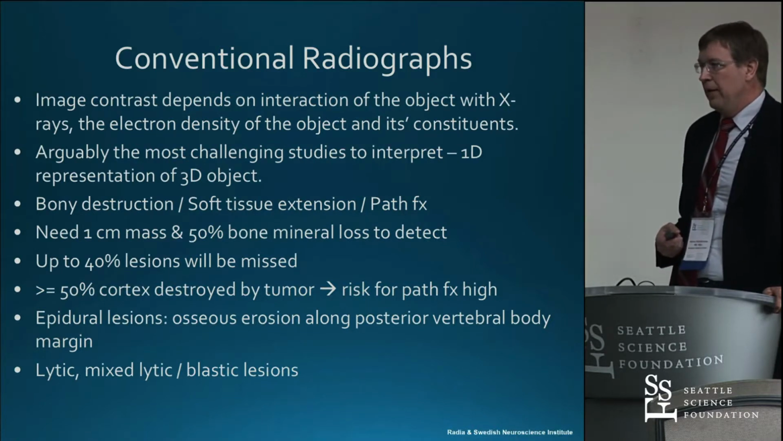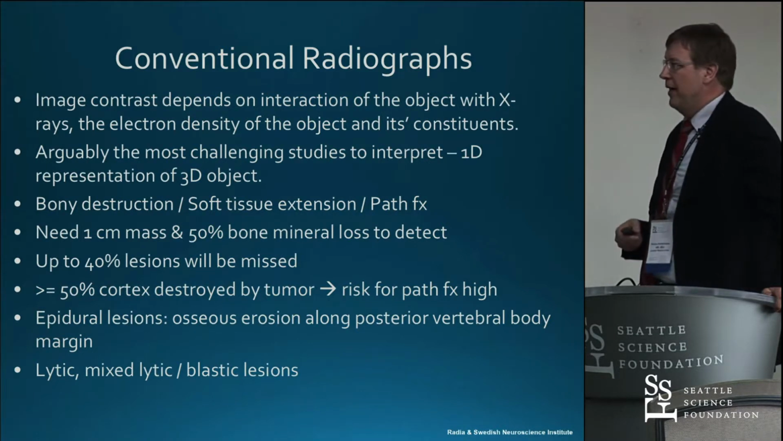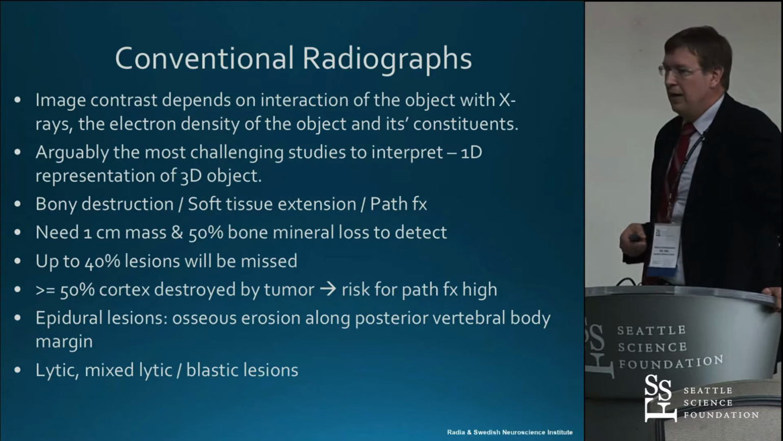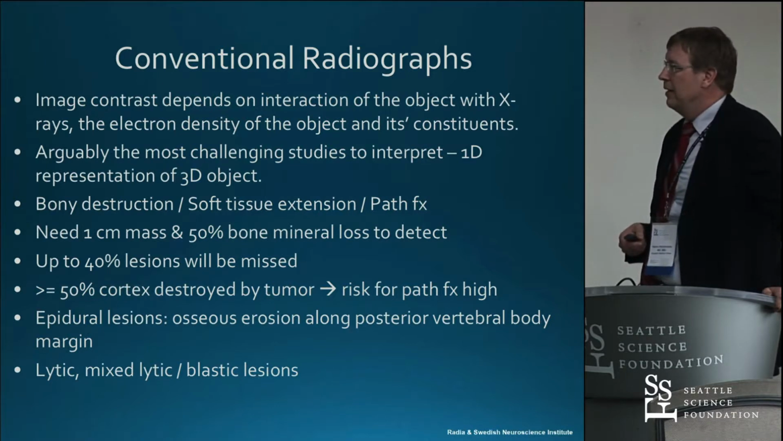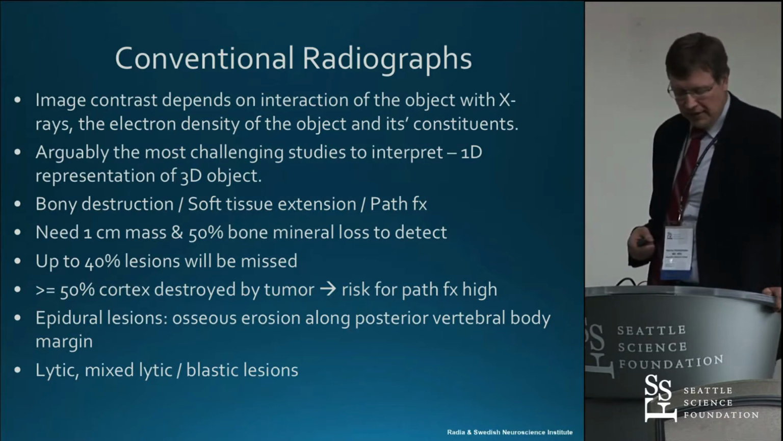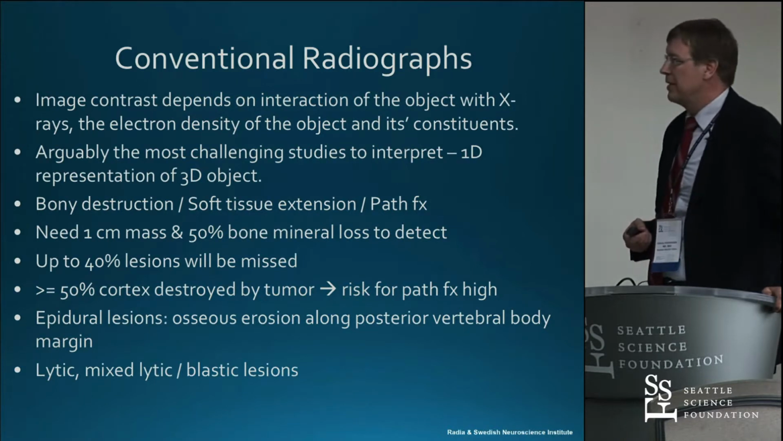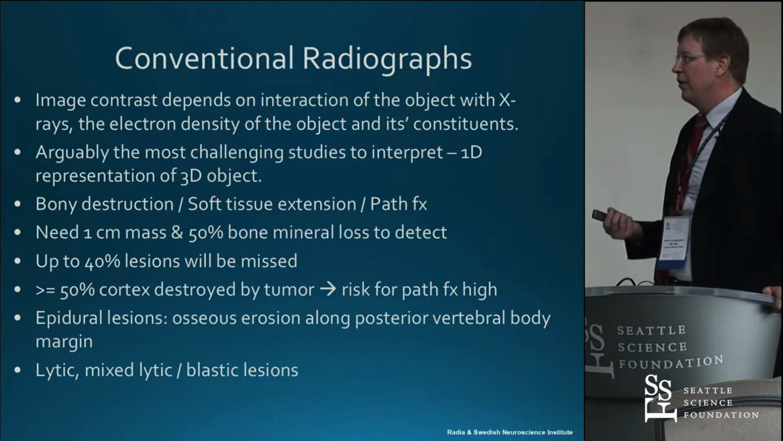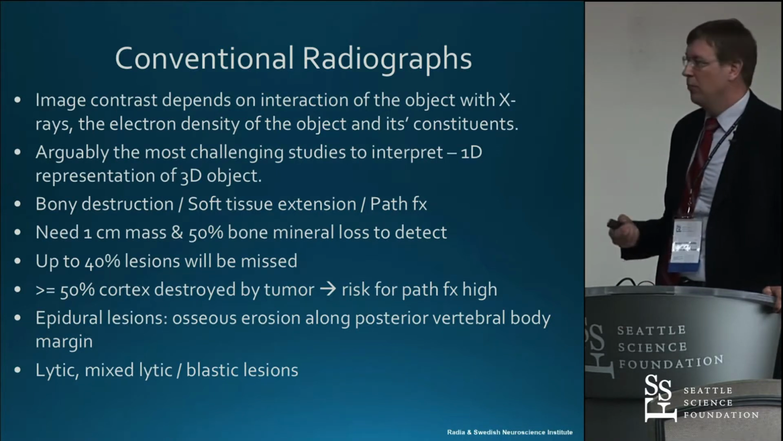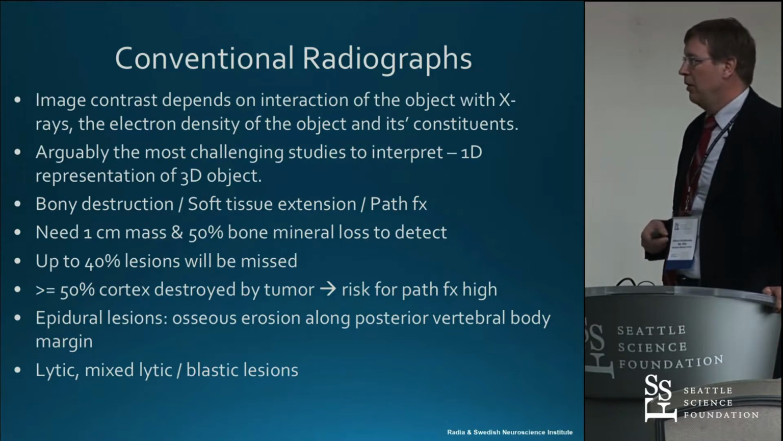We need at least approximately a 1 centimeter mass to see it on a plain X-ray, and approximately 50% loss of bone mineral density to reliably see it. So we'll miss a lot of lesions on plain X-rays. We estimate up to 40% of lesions will be missed. If we see more than 50% of the cortex destroyed by the tumor, there's a higher risk for pathologic fracture, something to look for.